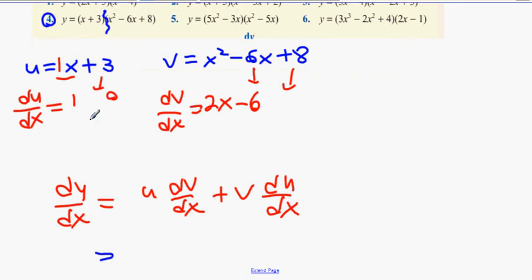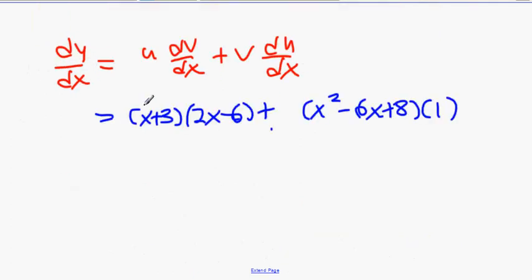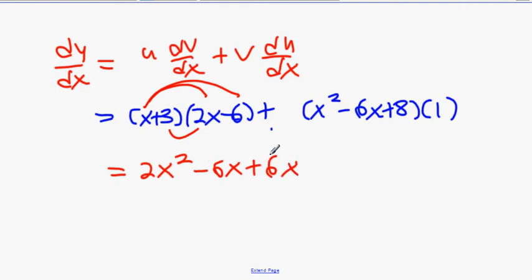Okay, u is x plus 3, dv dx is 2x minus 6, plus whatever v is, x squared minus 6x plus 8, du dx is 1. Let's multiply this out. Okay, x times 2x, 2x squared, x times minus 6, minus 6x, plus 6x, minus 18, and then plus x squared minus 6x plus 8. Now let's see what happens here.